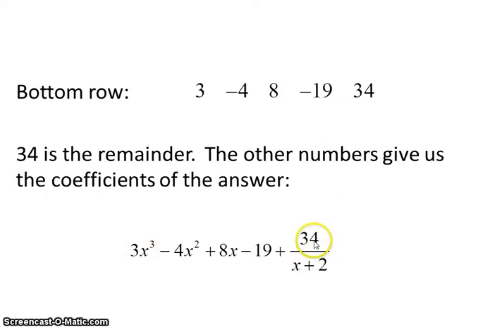And this is how we write our remainder. You just put the remainder over the divisor, which in this case was x plus 2. If the remainder is negative, you would change this sign here to negative. In this case it's positive, so our last term will be plus 34 over x plus 2. If your remainder is 0, you just leave this term off, and your last term would be your constant term. But this is our answer, and that's all for today.